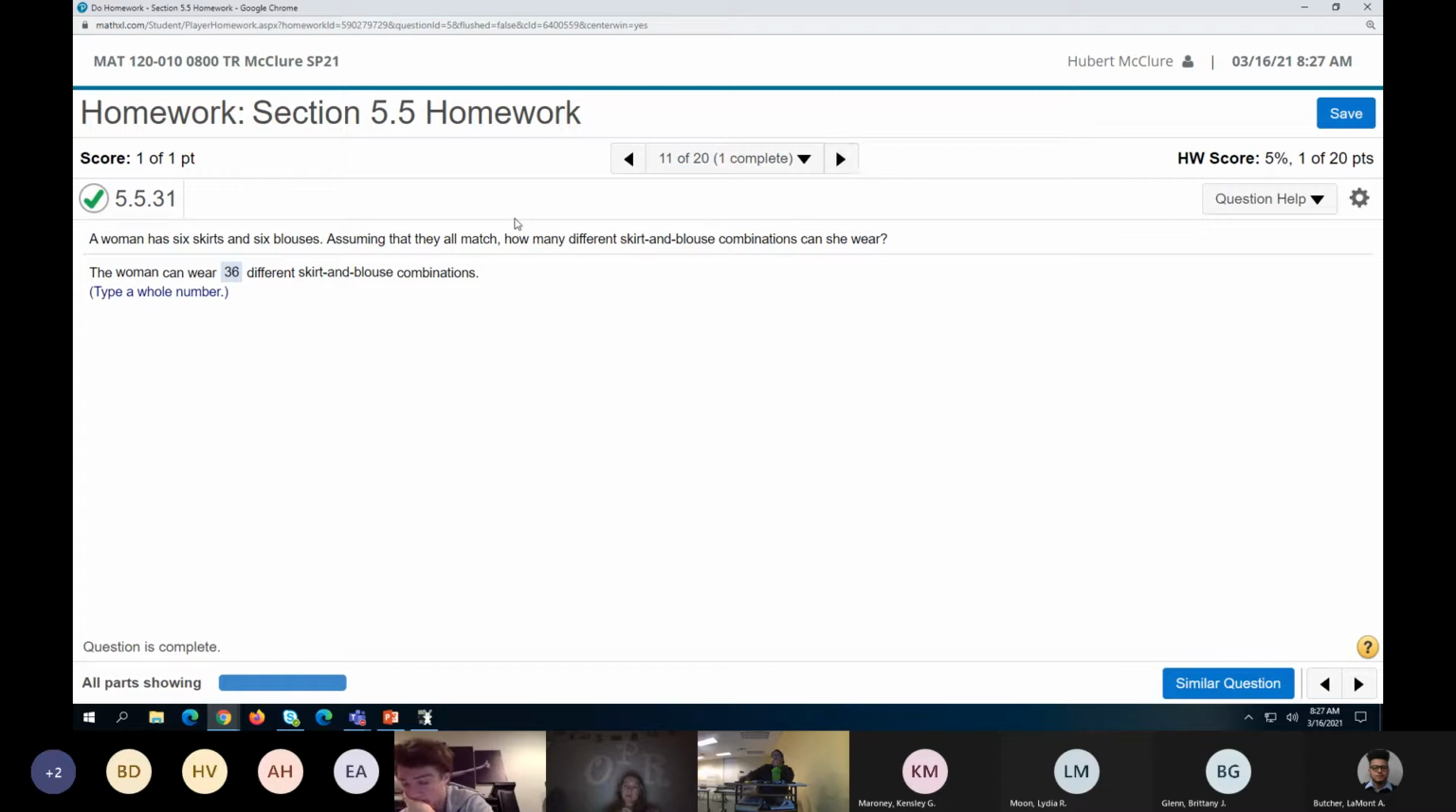A woman has 6 skirts and 6 blouses. Assuming they all match, how many different skirt and blouse combinations can she wear?